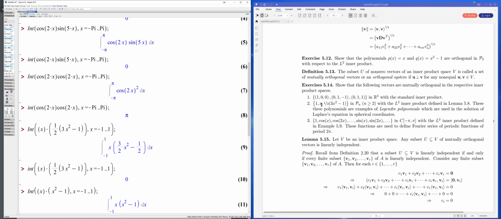So for example, with the x and the half 3x squared minus 1, what you need to do is multiply them together. So this is the x over here, and this is the half 3x squared minus 1, and then you integrate them between 1 and minus 1. This is the integral displayed in Maple, and this is when you actually evaluate this integral. When you evaluate the integral, you in fact get 0.